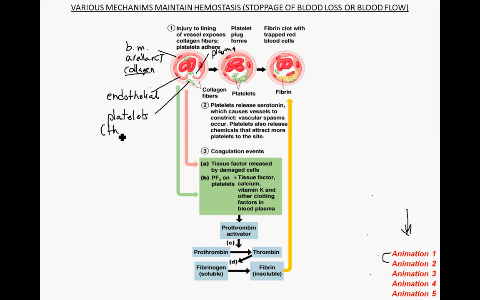Platelets, thrombocytes. Okay, so we're talking here about platelet plug formation. What's actually happening is that when you rupture that blood vessel, seen here, you damage the endothelial cells. Those endothelial cells break, and when those endothelial cells break, they send out chemical signals.